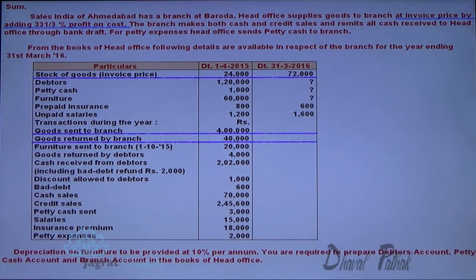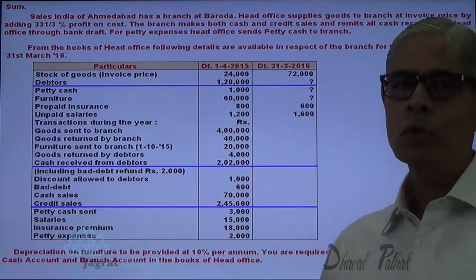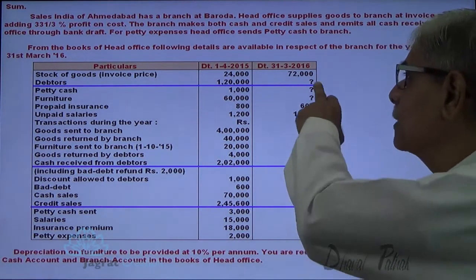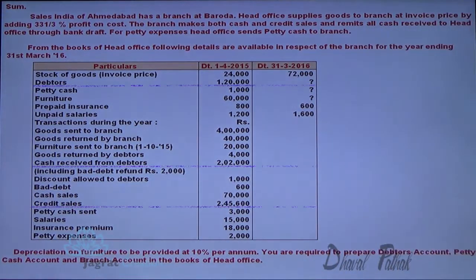Now you are given the opening balance of debtors. You are also given the cash receipt from debtors. You are given credit sales. So the missing item is the closing balance of debtors. So we shall prepare the debtors account to find out the closing balance of debtors.